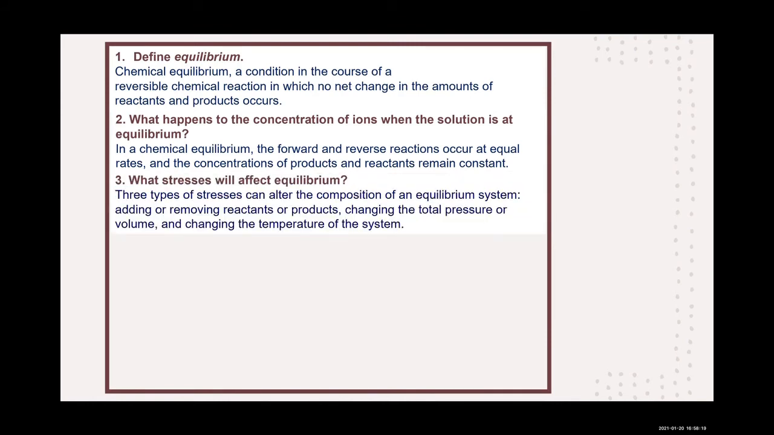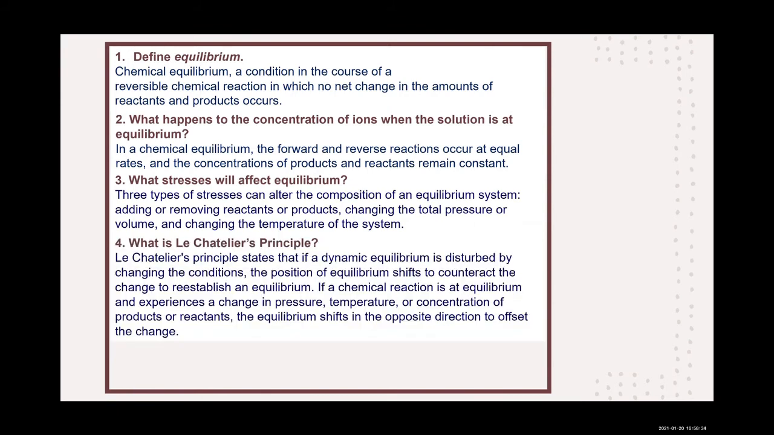What stresses will affect equilibrium? 3 types of stresses can alter the composition of an equilibrium system: adding or removing reactants or products, changing the total pressure or volume, and changing the temperature of the system. What is LeChatelier's principle? LeChatelier's principle states that if a dynamic equilibrium is disturbed by changing the conditions, the position of the equilibrium shifts to counteract the change to reestablish an equilibrium. If a chemical reaction is at equilibrium and experiences a change in pressure, temperature, or concentration of products or reactants, the equilibrium shifts in the opposite direction to offset the change.